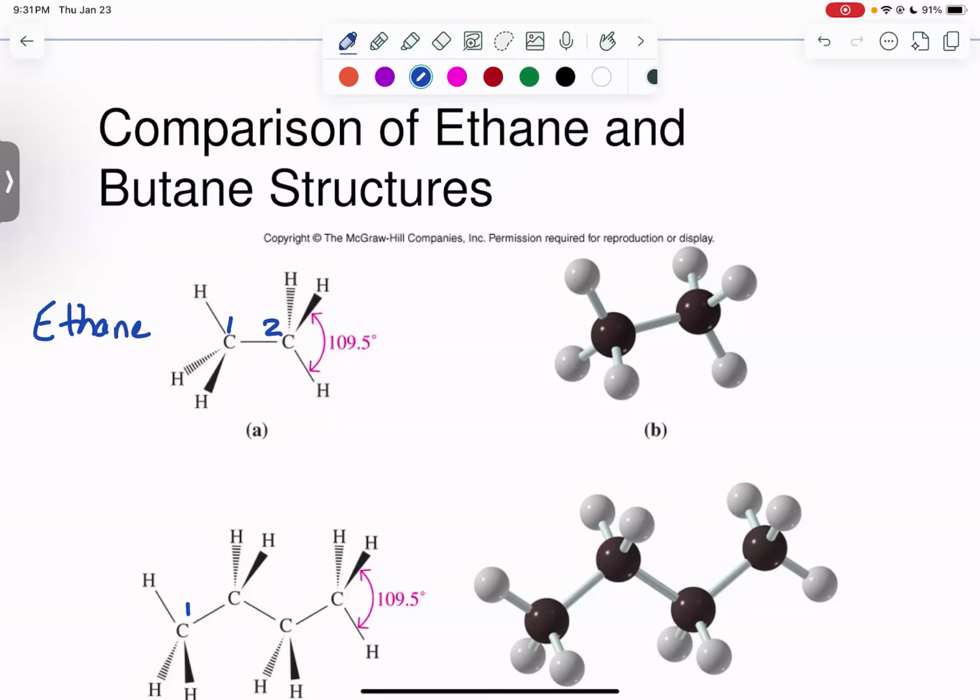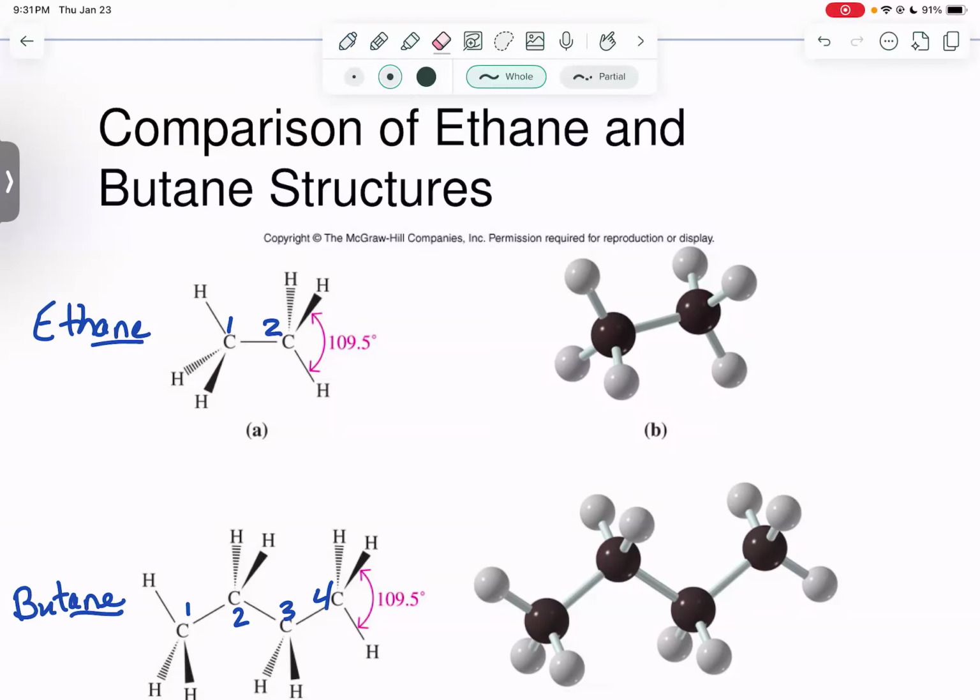And then 1, 2, 3, 4. So that's "me eat peanut butter." This is butane, right? And it's A-N-E. It always ends in A-N-E because I have only single bonds. The A-N-E tells me I have all carbon-carbon single bonds. And then the "but" tells me I have 4 carbons.